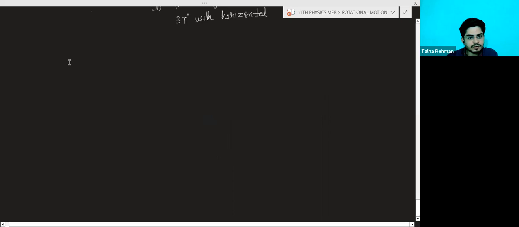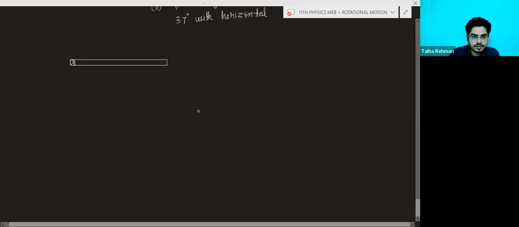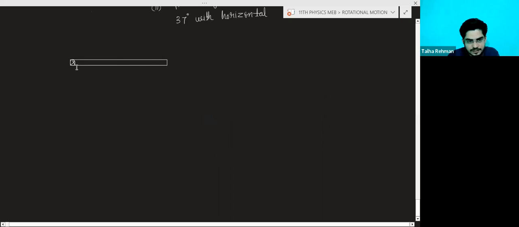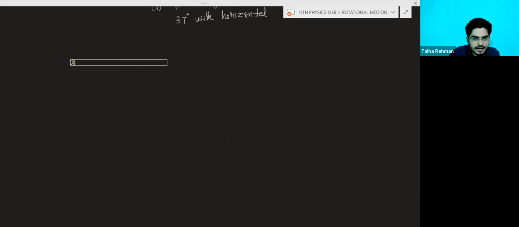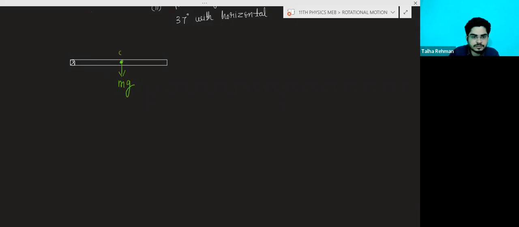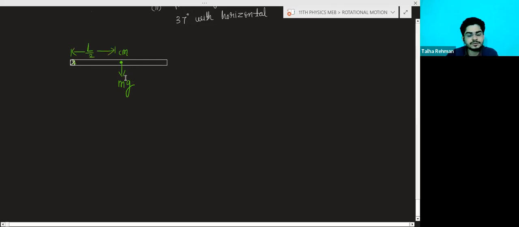First we will see what are the forces on this rod. This rod has the length of L, and this is the axis of rotation, and somewhere here will be the center of mass, at a distance of L by 2. From here there is a force mg, the weight of the rod, acting like this. This is the center of mass, this is the axis, and this distance is L by 2.